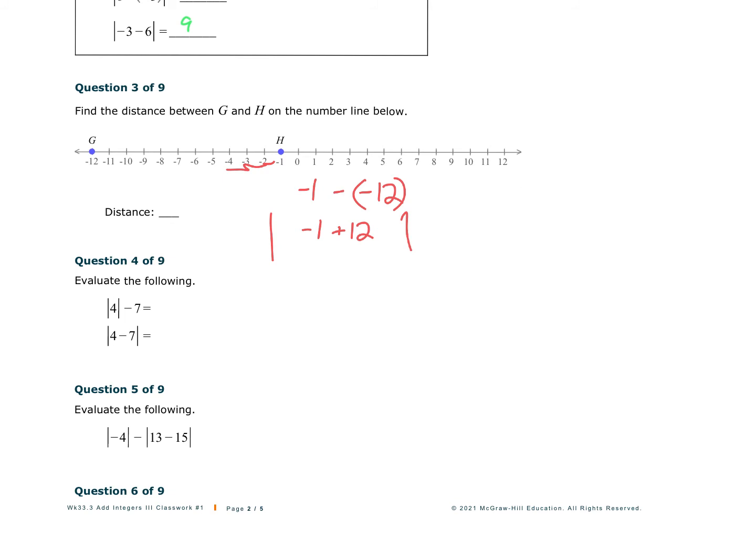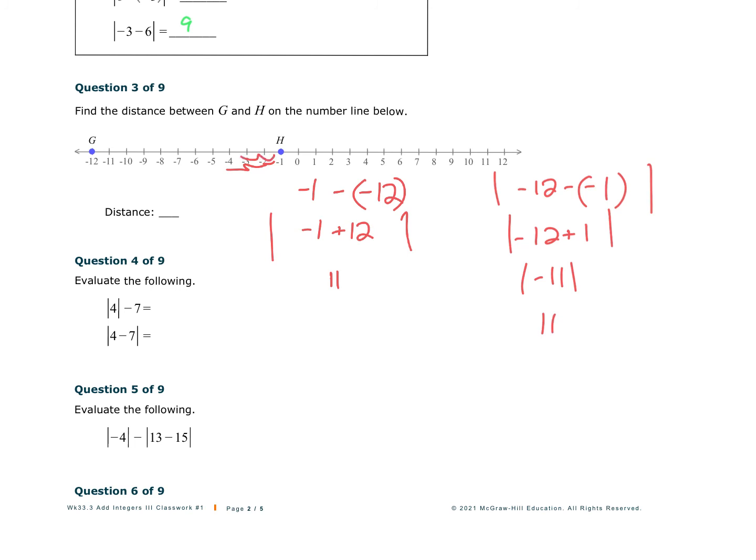So if we would have started the other way, negative 12 minus negative 1, we would still do the absolute value of that. Negative 12 plus 1. Both of these get us to the same spot. The answer here is positive 11. The answer here is negative 11, and the absolute value of that is 11.